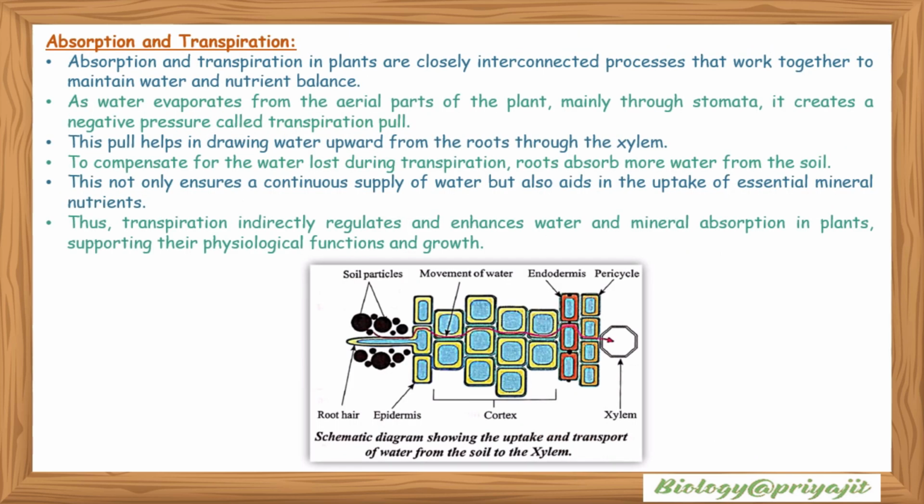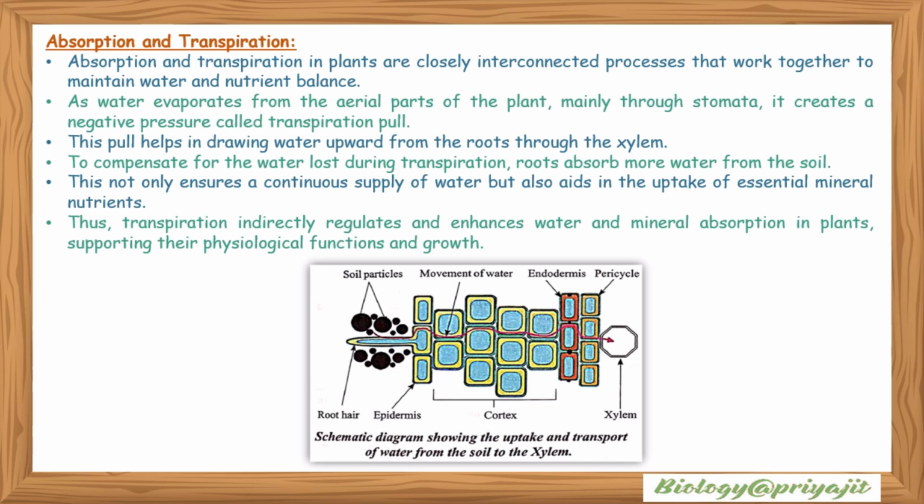Now we'll discuss absorption and transpiration. Absorption and transpiration in plants are closely interconnected processes that work together to maintain water and nutrient balance. As water evaporates from the aerial parts of the plant, mainly through stomata, it creates negative pressure called transpiration pull. This pull helps in drawing water upward from the roots through the xylem.